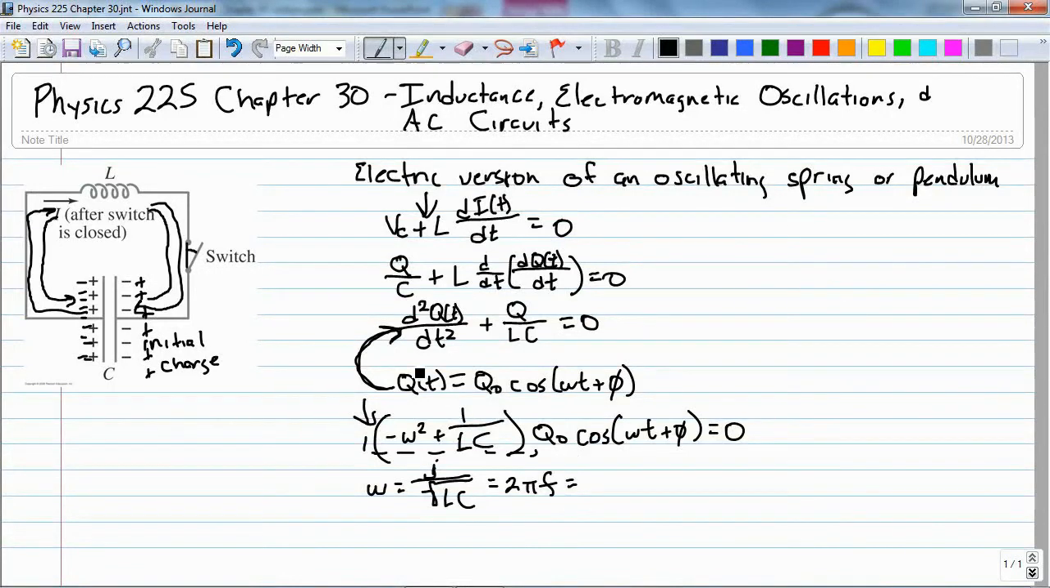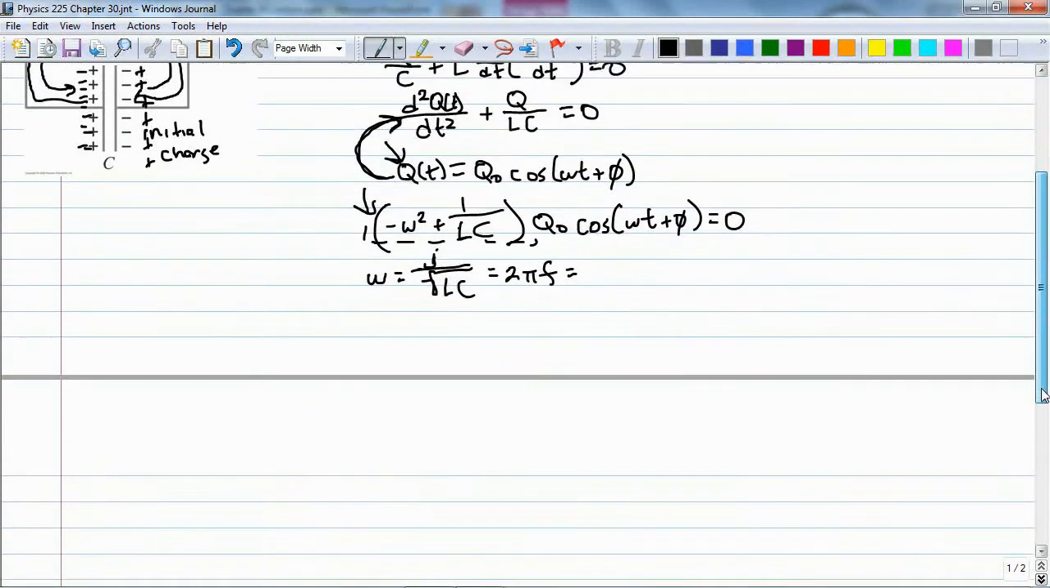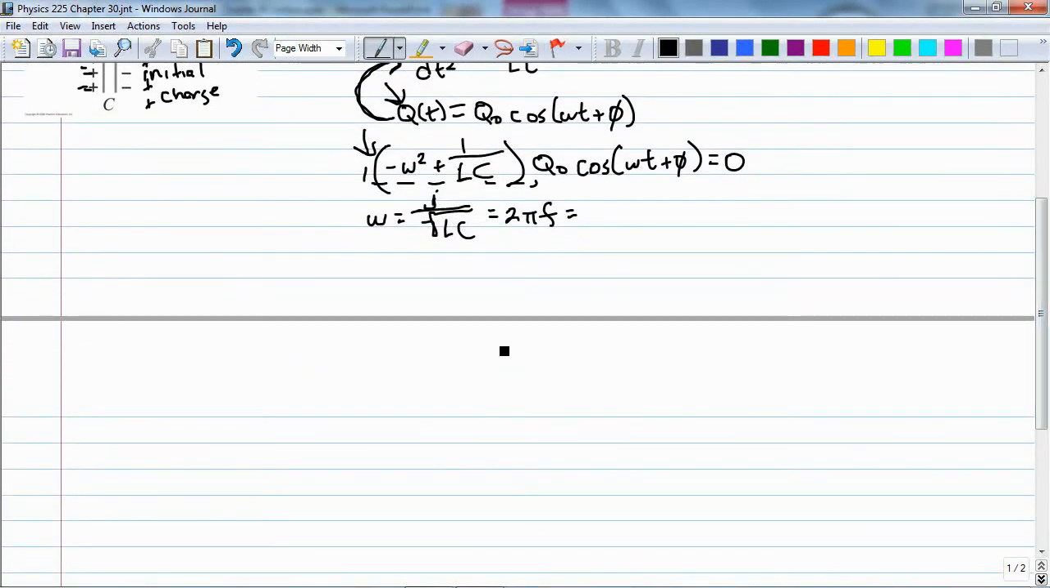So this equation is general. It's not going to require a lot of variables here. So we have a lot of constants.